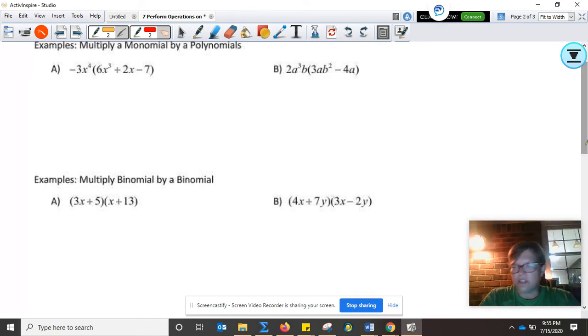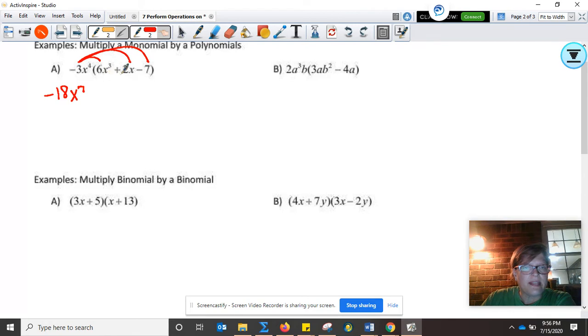Okay, so first of all, we're just distributing. So I'm going to distribute this to each term. Okay, -3 times 6 is -18. Then I have x to the 4th times x cubed. Remember, when your bases are the same, you add your exponents. So it's going to be x to the 7th power.